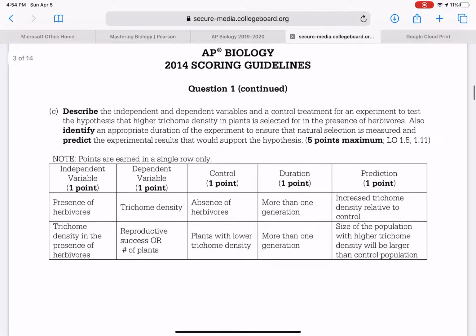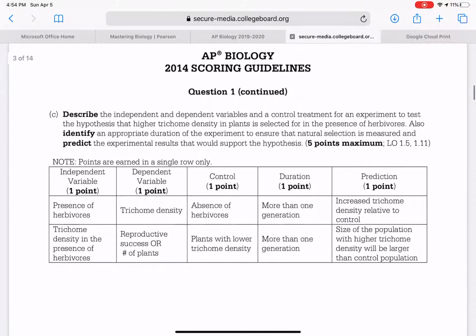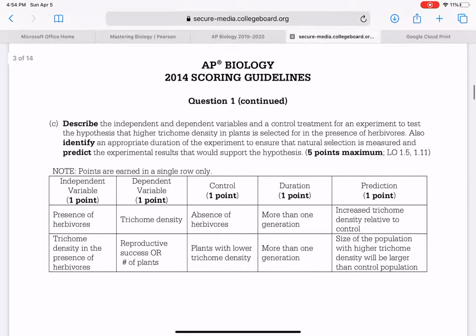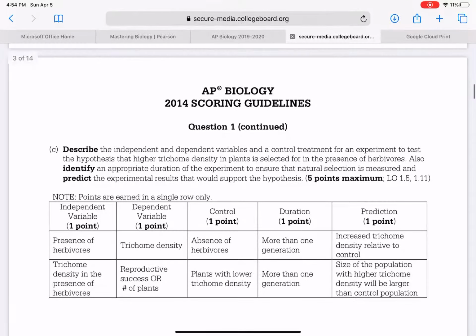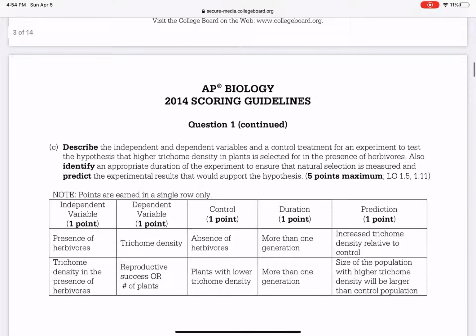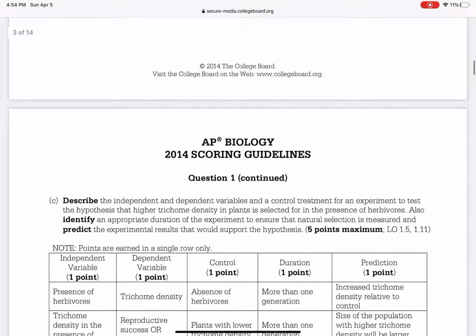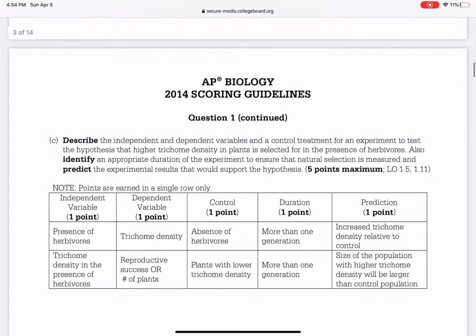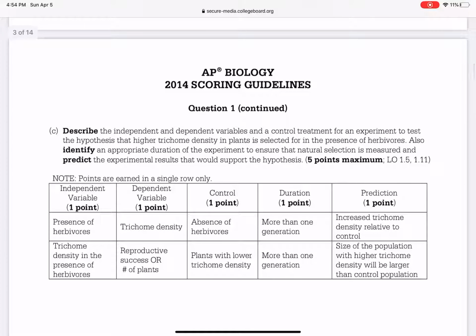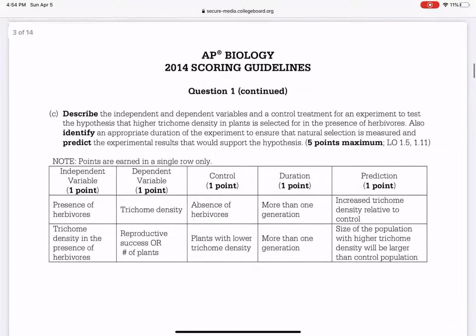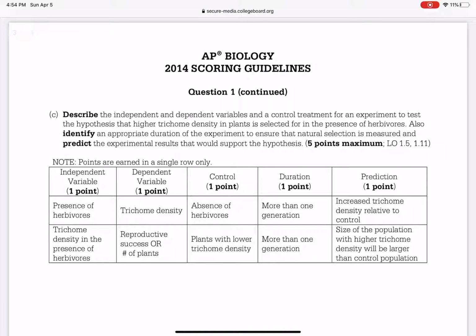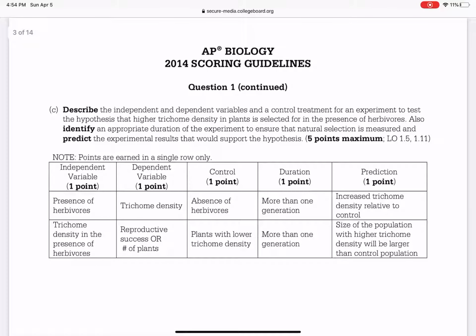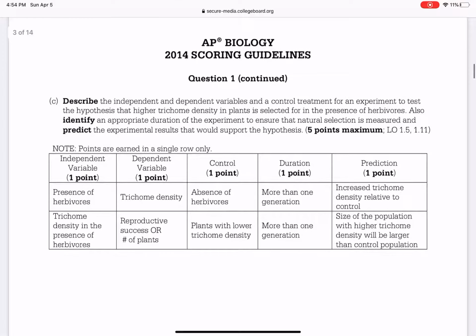So when you're looking through this one, if you're saying your independent variable is in the presence of herbivores, okay, what are you measuring? Well, then you're going to be measuring the trichomes that are on the plant themselves. The control group would be having a group without any herbivores. But notice the duration for whatever scenario you're going with. To ensure natural selection has taken place, it has to be at least 1 generation. And the last thing on the prediction, if you increase trichome density relative to the control, basically means the more trichomes, the more they're going to be selected for. That was essentially your prediction, all right?